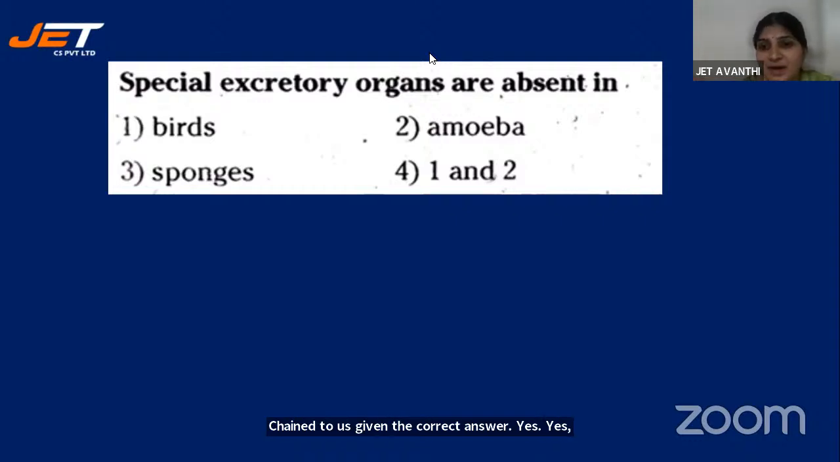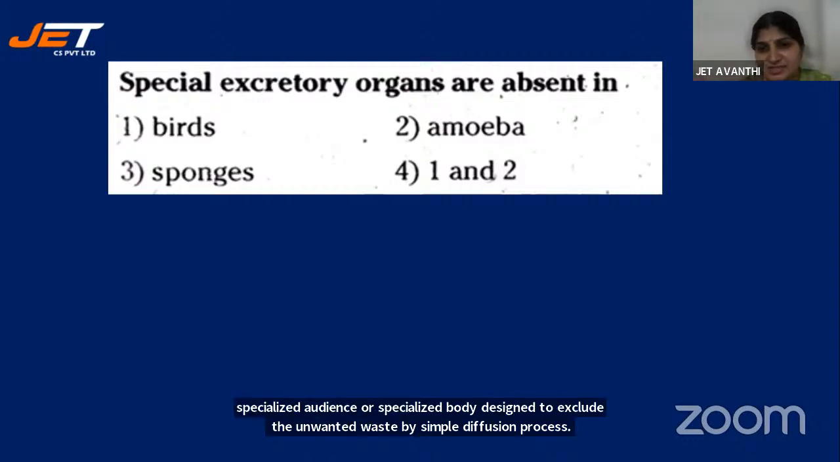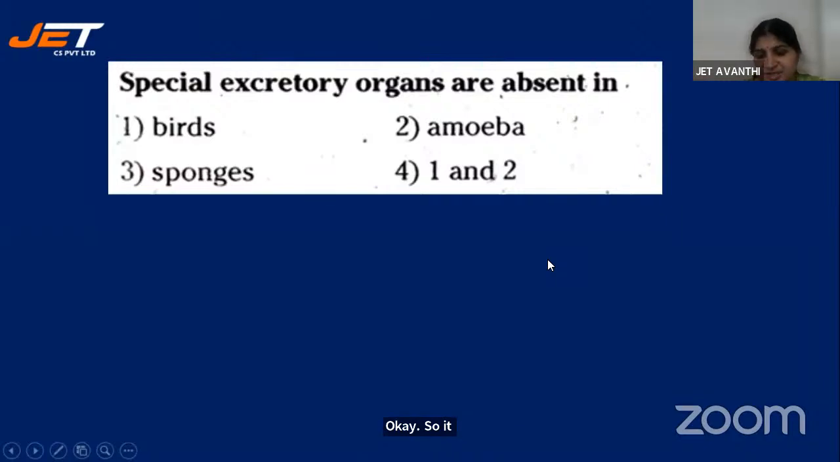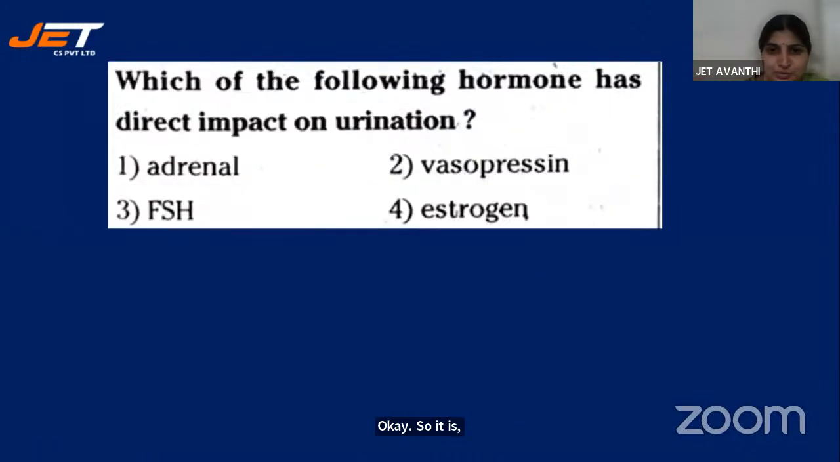It is amoeba, children. Amoeba are unicellular. They do not have any specialized organs or specialized body designed to excrete unwanted waste. By simple diffusion, with the help of the cell membrane, they are able to remove all the metabolic waste. Not nitrogenous waste, metabolic waste. Even paramecium, mostly all protozoans, do this.